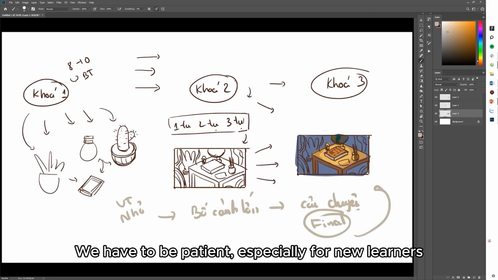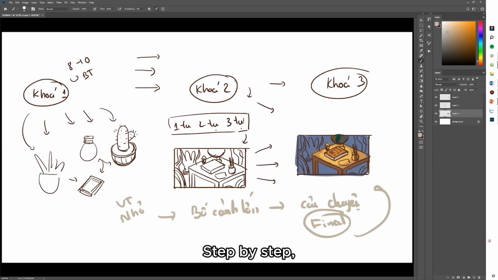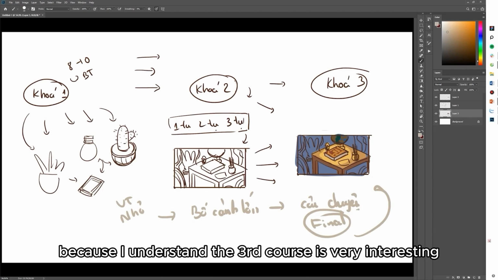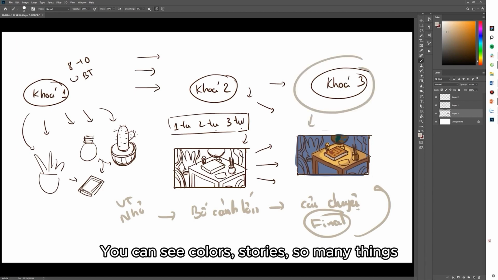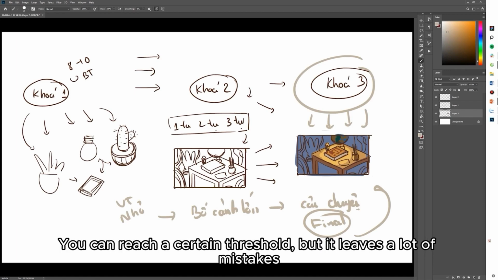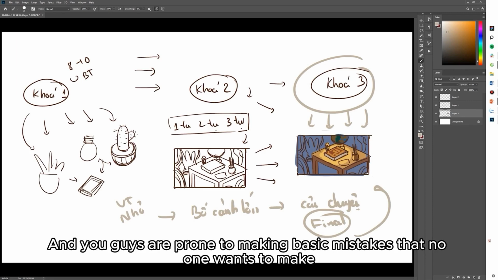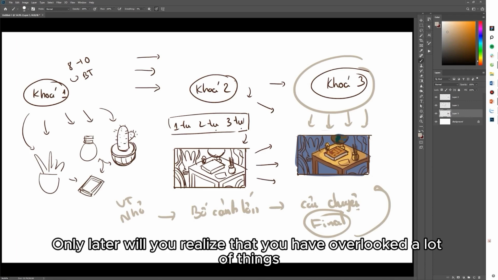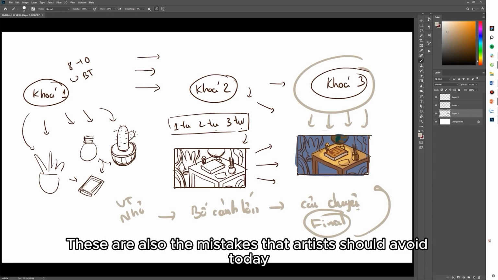We have to be patient, especially for new learners. Step by step, learn each course. Don't try to jump to the third course, because I understand the third course is very interesting. You can see colors, stories, so many things. But taking the shortcut is always more dangerous than taking the main road. You can reach a certain threshold, but it leaves a lot of mistakes. And you guys are prone to making basic mistakes that no one wants to make. Only later will you realize that you have overlooked a lot of things. These are also the mistakes that artists should avoid today.